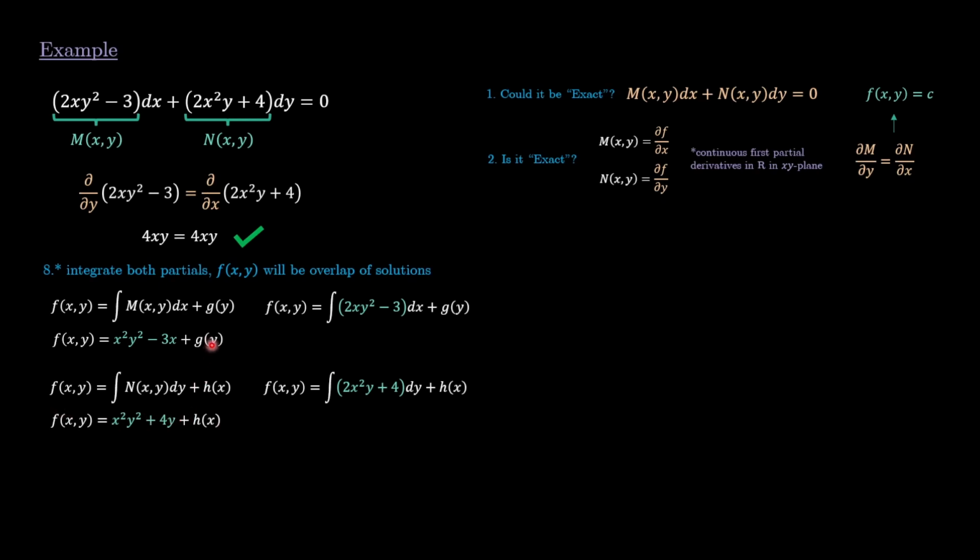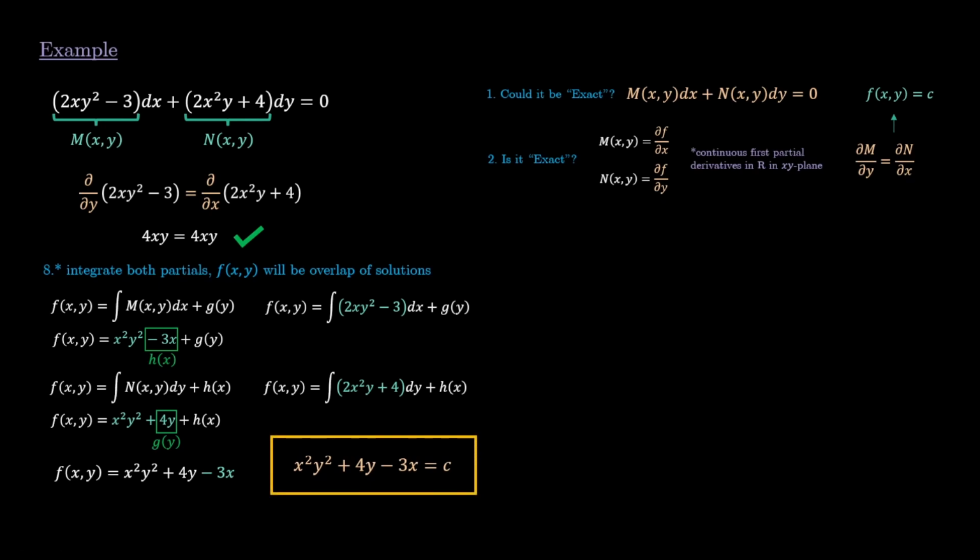Now with these two equations, we can see there's quite some overlap. The overlap is that minus 3x equals h of x, and then 4y becomes g of y. Seeing that overlap and combining it, we have the following. And rearranging, plugging in for f of x y, that is our constant c, we have our solution. One way to verify that this indeed is our solution is to work backwards, to take the derivative with respect to x. Doing that, we see that we have 2xy squared minus 3, and that is indeed M. And then we can take the derivative with respect to y, 2x squared y plus 4, and that is indeed N. So, for completeness, this is our solution.